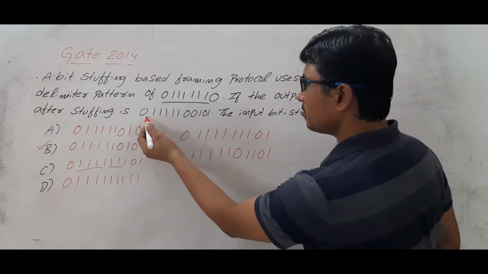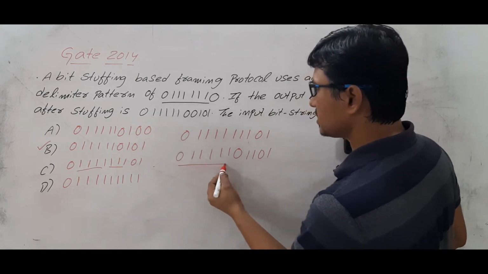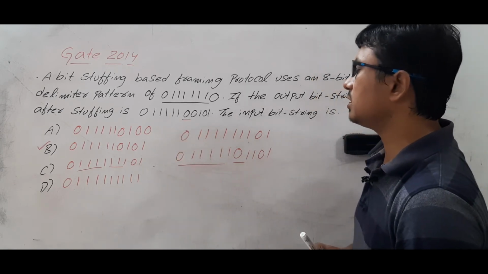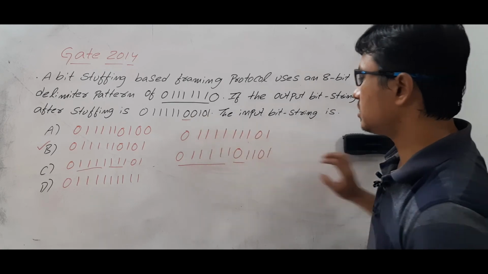Now what is the problem with this one? 0 5 1s is matching. Here it is 0 0, but it was mentioned 0 1. So that's why this is not the correct input for this output.